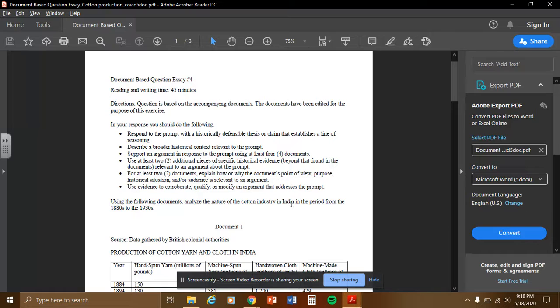All right. So once again, it's the same one you're going to see on Thursday. Two additional pieces of specific historical evidence. There's a lot of timeline material that can be plugged in here. For at least two of the documents, explain how the point of view or purpose or historical situation or audience is relevant to the argument. And you get your bonus thing here.